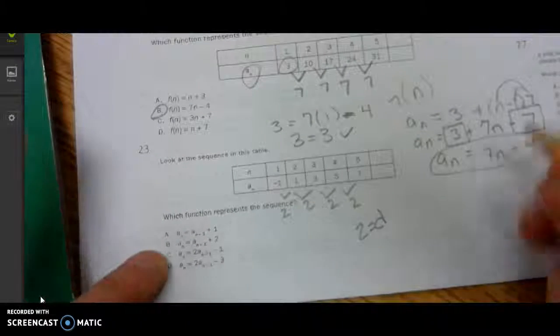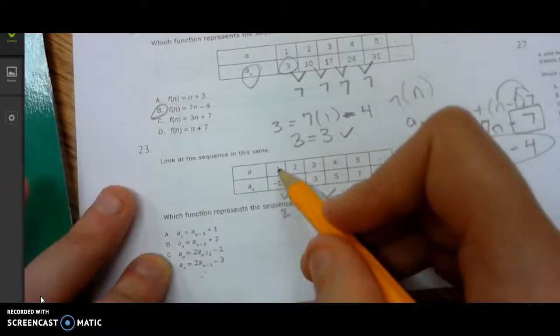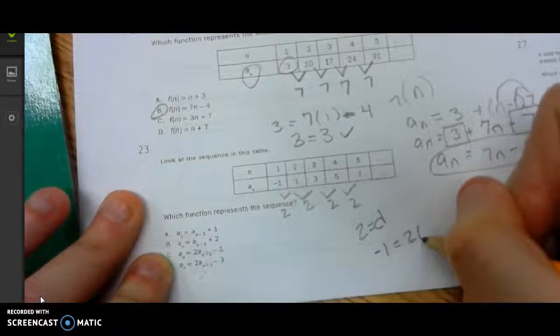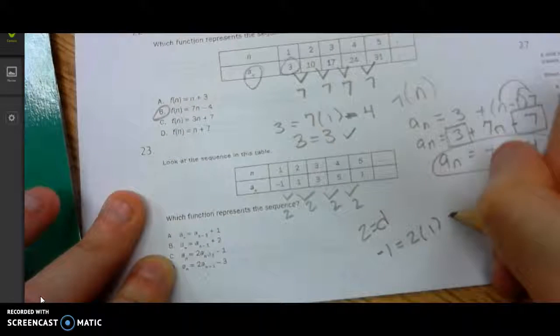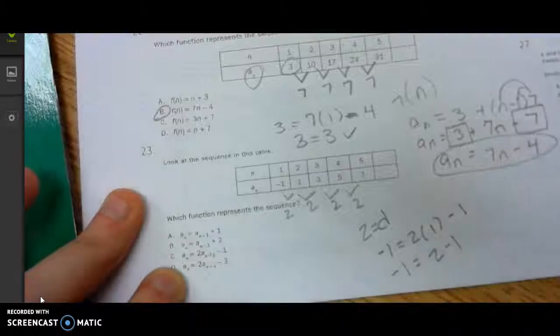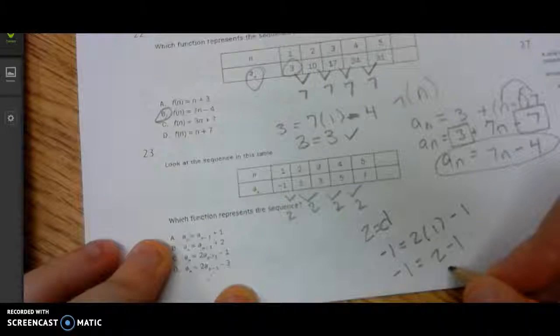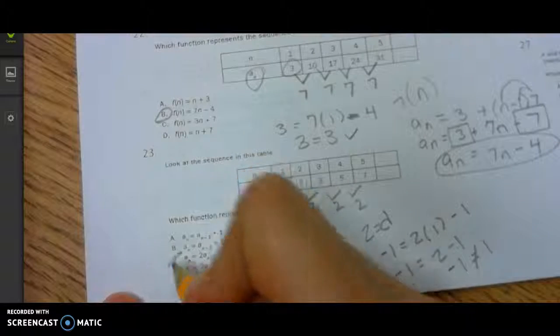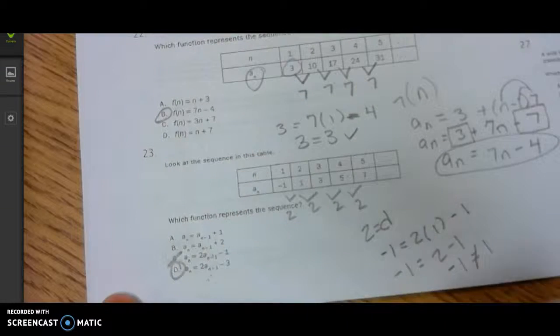So let's do it both ways. I'm going to plug in 1 and negative 1. So negative 1 is equal to 2 times 1 minus 1. Negative 1 is equal to 2 minus 1. And negative 1 is not equal to 1. So we know that C can't be the answer. That makes D the answer. If I plug in D, I'm going to get the right answer.